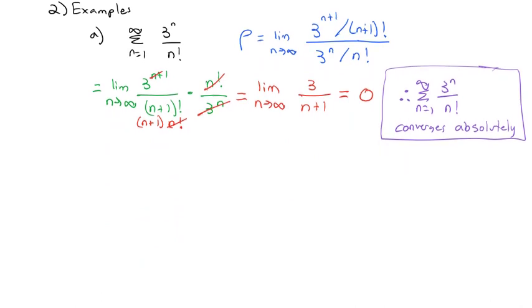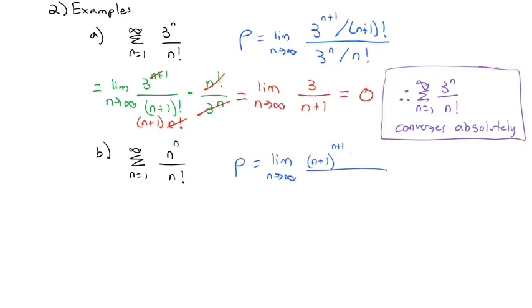Let's do another example. Let's look at the sum as n goes from 1 to infinity. Let's take n to the n power over n factorial. Let's see what happens there. Well, now rho is equal to the limit as n goes to infinity of the numerator is the n plus 1 terms, so it's n plus 1 to the n plus 1 power over n plus 1 factorial divided by the regular series, n to the n power divided by n factorial.